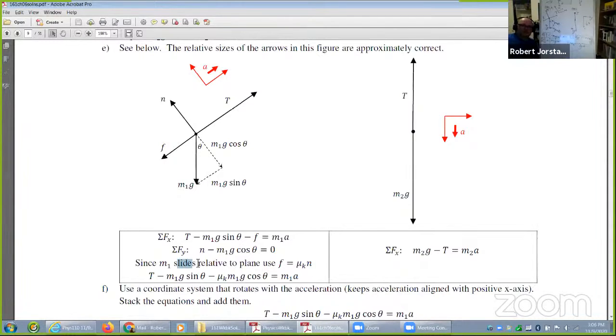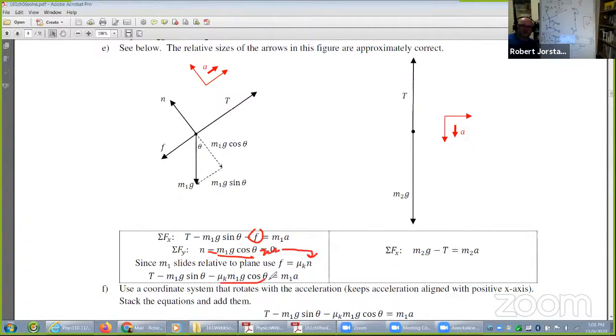Since we know M1 slides relative to the plane, we're going to use this equation. Well, I know N is M1 g cos. So that's where I get this term right here. The friction becomes this term. Okay, just to make it clear, this thing, I know that that's equal to that. So that goes into there, and that goes into here. That's all the friction. After we do that, it's pretty easy.